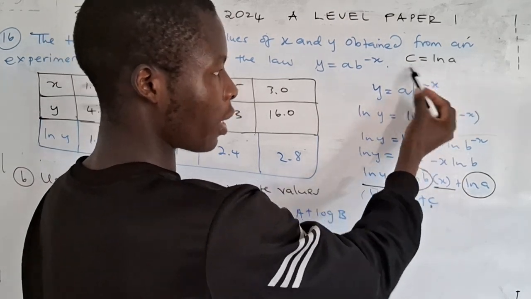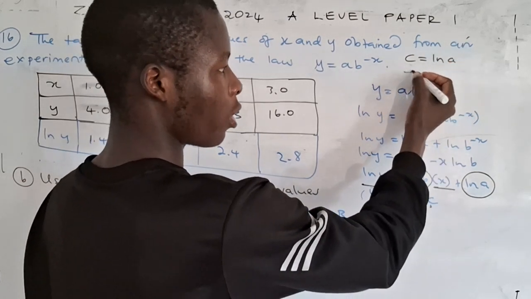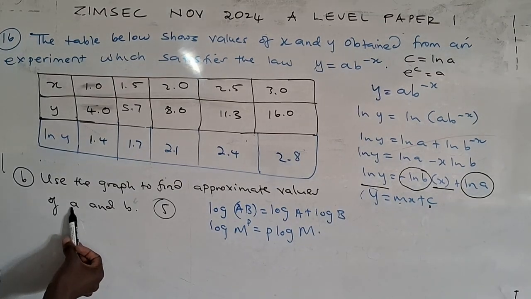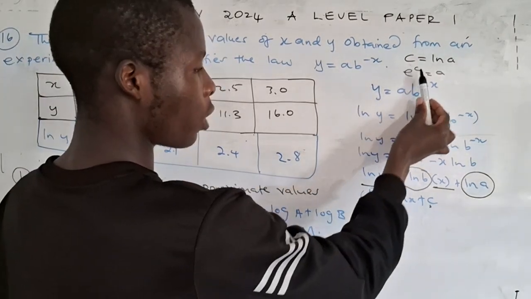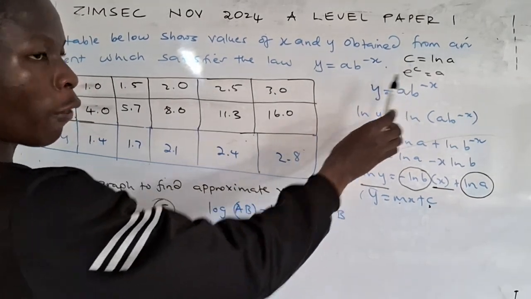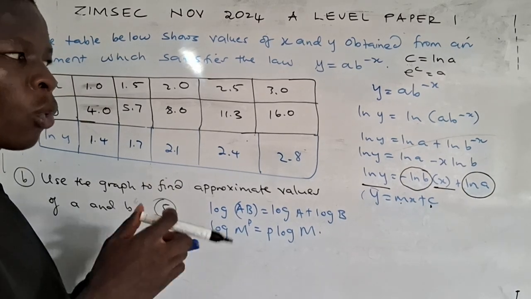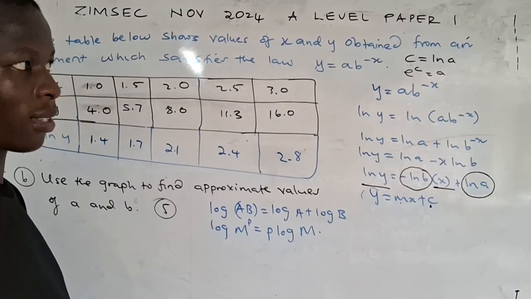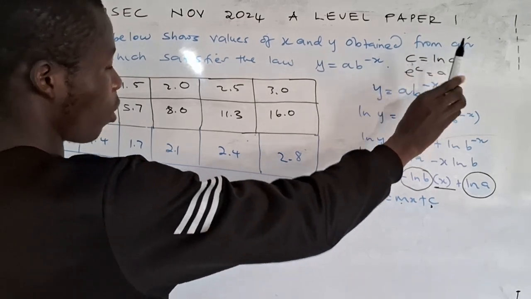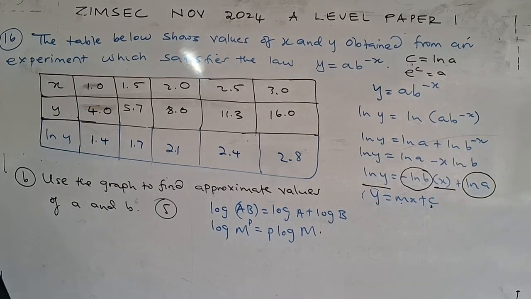If you want to find the value of A, what are you supposed to do? You introduce the exponential. So e to the power c is nothing but the value of a. So a is equal to e to the power c. Where are you going to get c? You are going to take c from the graph. C is the y-intercept, where the graph cuts the y-axis. So now a is equal to e to the power c.